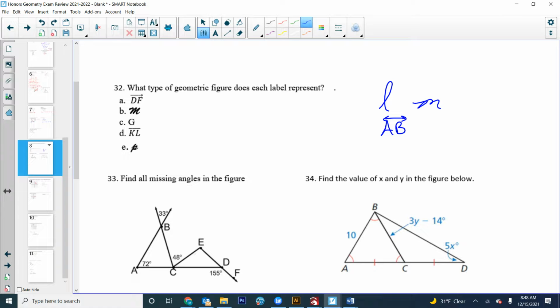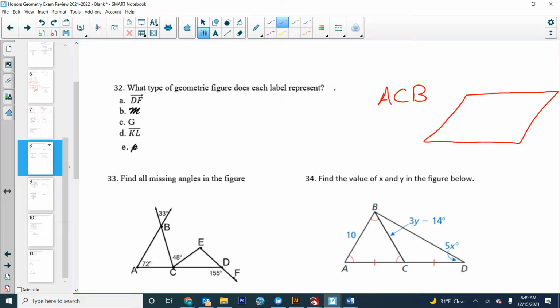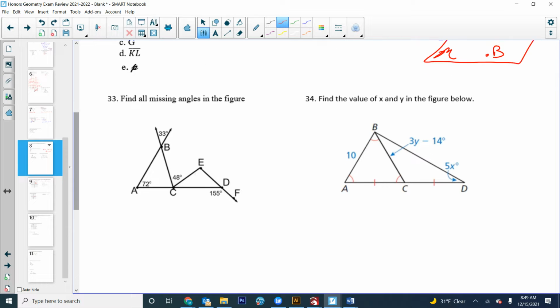Line. Plane. There were 2 ways to name a plane. 3 points on the plane that were not collinear, that were not in the line, or a capital script letter if it was in the corner. So if this is our plane and points A, C, B, you could name it that. Or if there was a capital script letter in the corner, you could name it plane M. Good? Awesome.